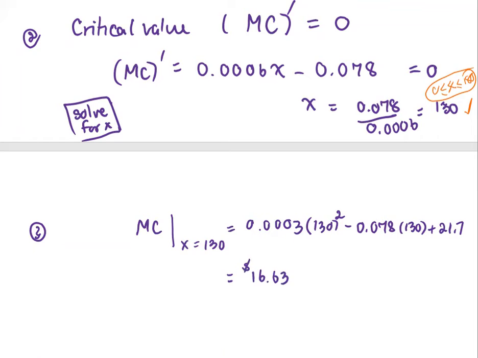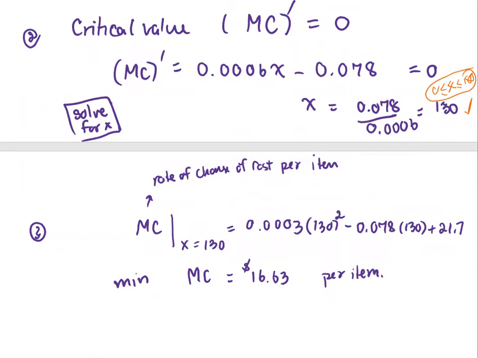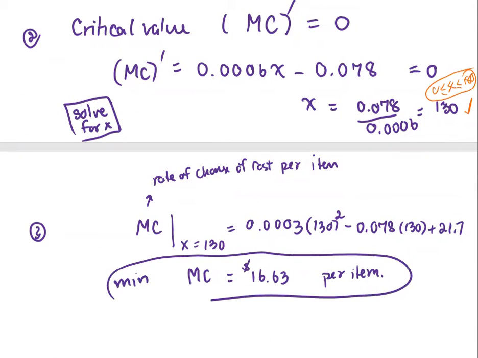Since we round to the nearest cent, two decimal places, this is the marginal cost. Remember, the marginal cost is the rate of change of the cost per item. So that means the change in value would be $16.63 per item. So we claim this to be the minimum marginal cost as the answer.